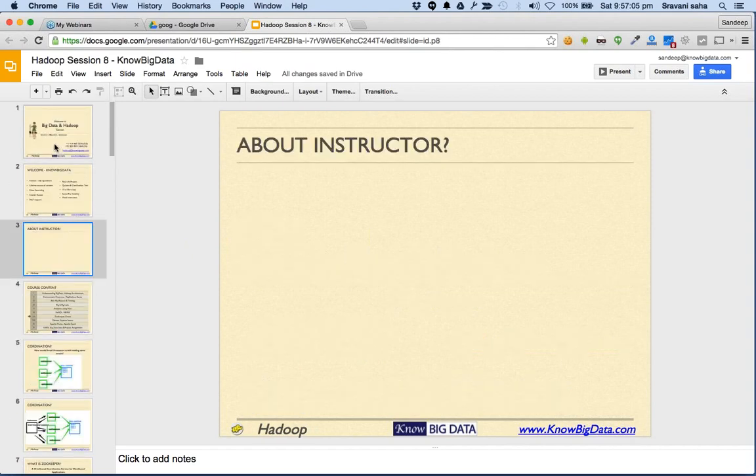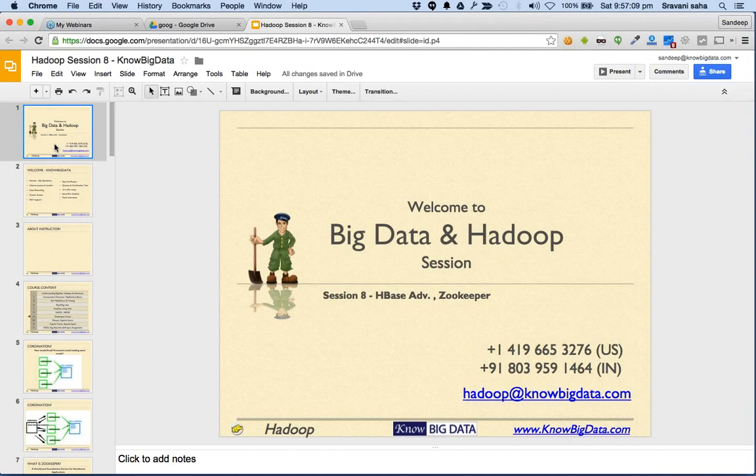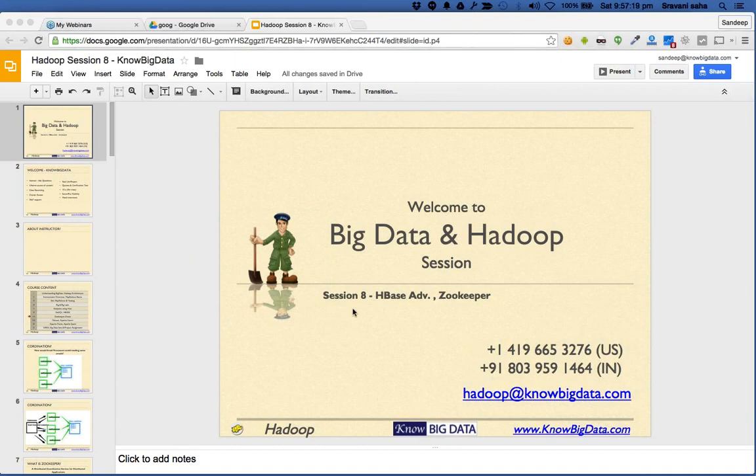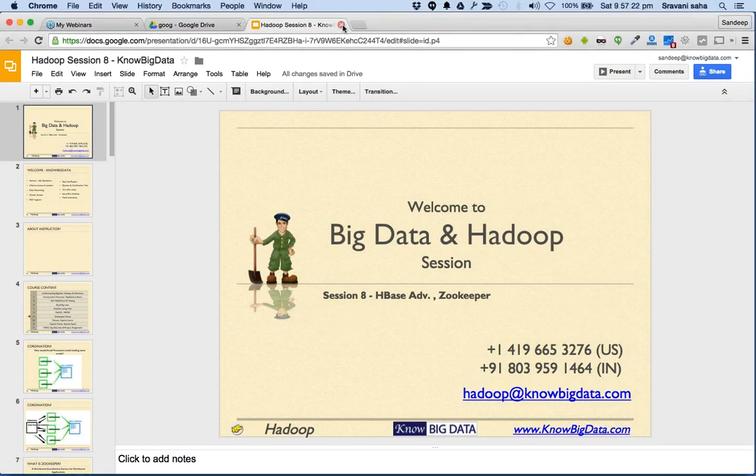Although lots of people do not cover Zookeeper in the case of Hadoop, I strongly feel that Zookeeper is very important when we talk about distributed computing. All right. That's why I've taken my time to explain.